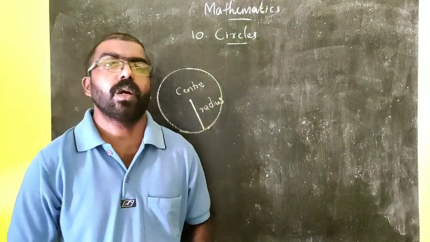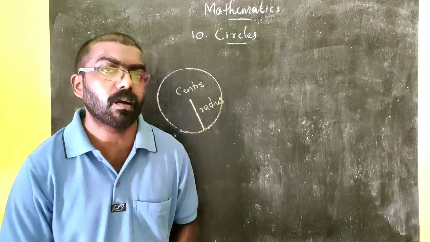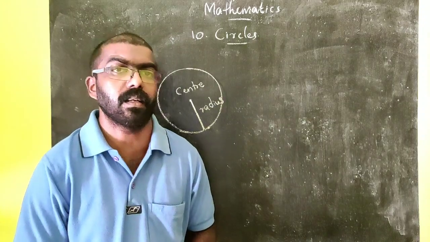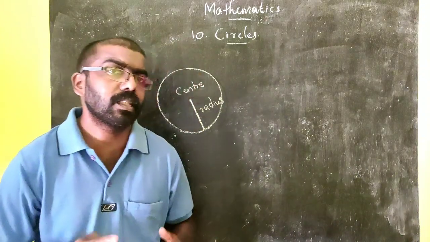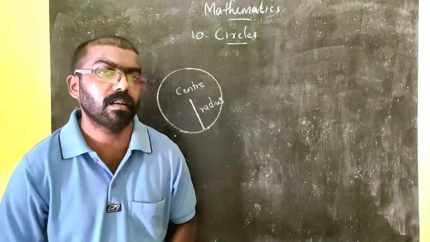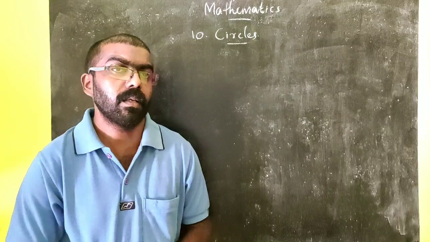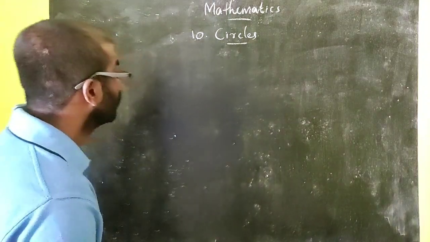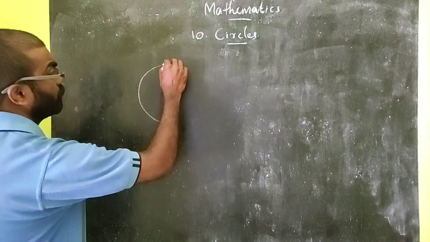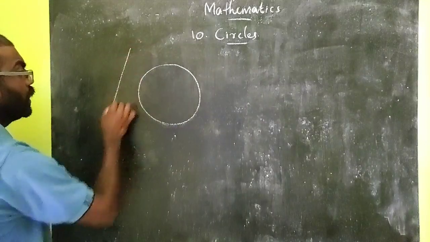You have also studied various terms related to circles like chord, segment, sector, arc, etc. Let us now examine the different situations that can arise when a circle and a line are given in a plane. So let us consider a circle and a line AB. There can be three possibilities. First one is, you can draw one circle and a line like this.